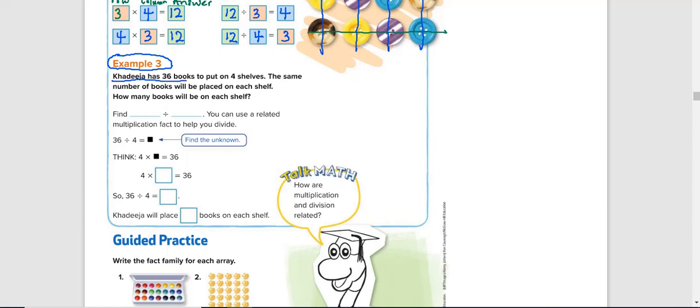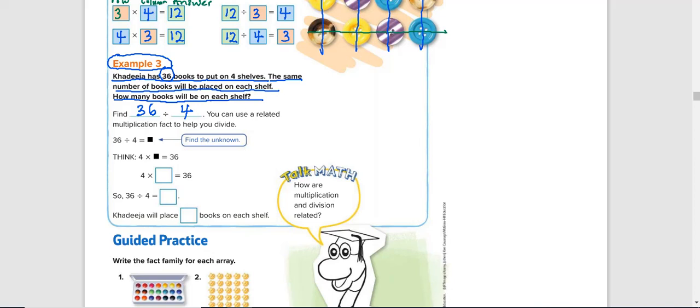Khadija has 36 books to put on 4 shelves. So I have all of these books, so that is the total. Therefore, you're going to put the total first, 36, to put on 4 shelves. The same number of books will be placed on each shelf. How many books will be on each shelf? So the total number of books is 36. So write the total first, divided by 4.